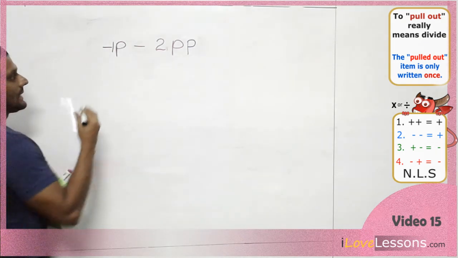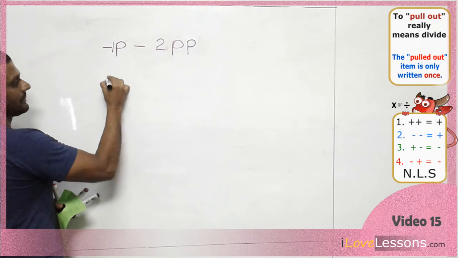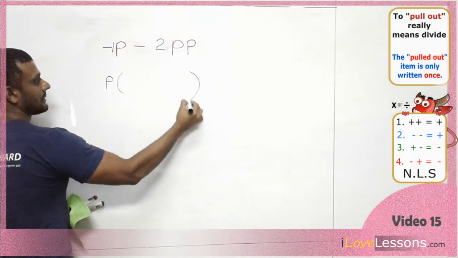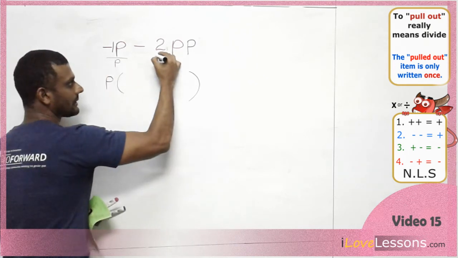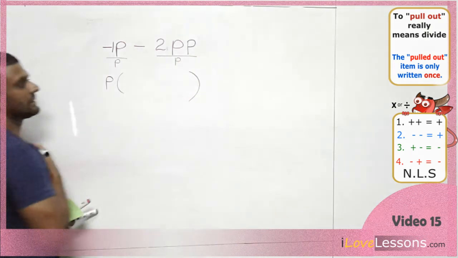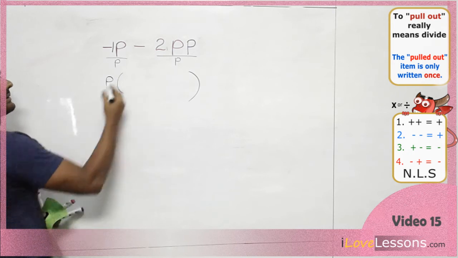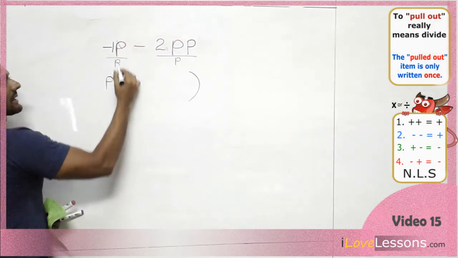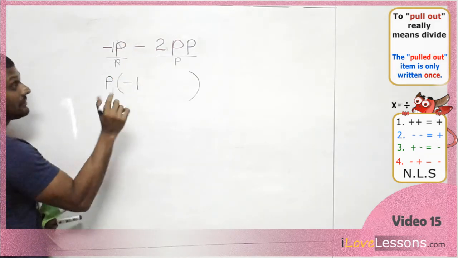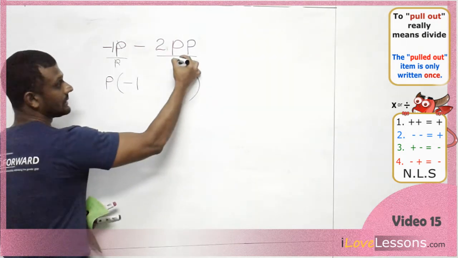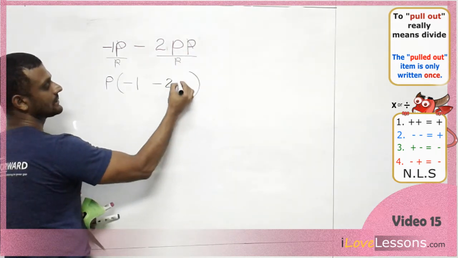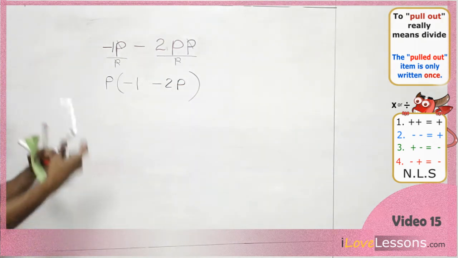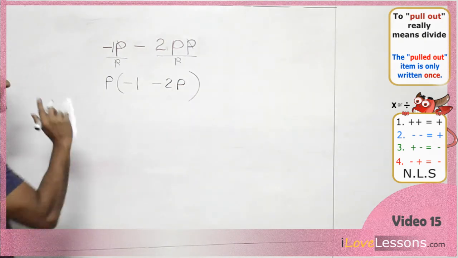So let's pull out p. That means we have to visit him and divide him by p. And we have to visit him and also divide him by p. P and the p will cancel out to leave you with minus 1. P and the p will cancel out here to leave you with minus 2p. This is one version of the answer.